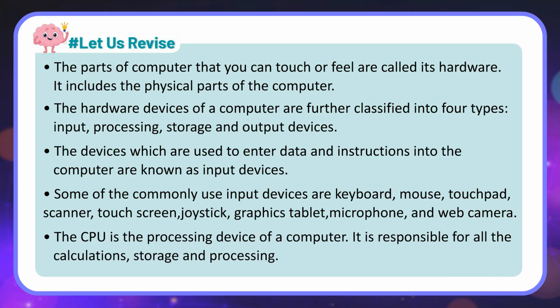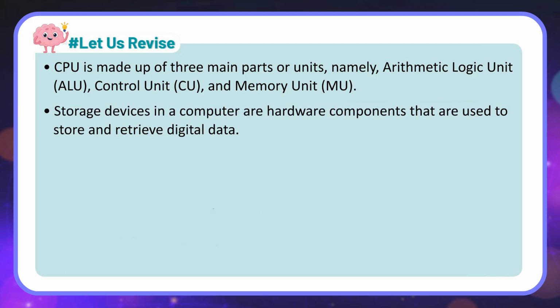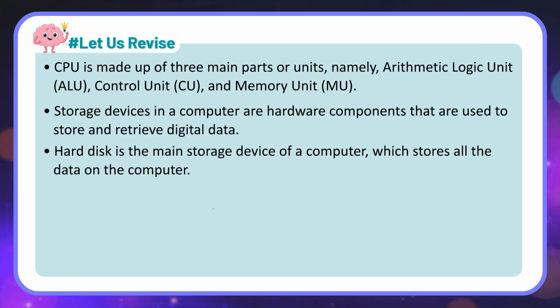The CPU is the processing device of a computer. It is responsible for all the calculations, storage and processing. CPU is made up of 3 main parts or units, namely, arithmetic logic unit, ALU, control unit, CU, and memory unit, MU. Storage devices in a computer are hardware components that are used to store and retrieve digital data. Hard disk is the main storage device of a computer, which stores all the data on the computer.